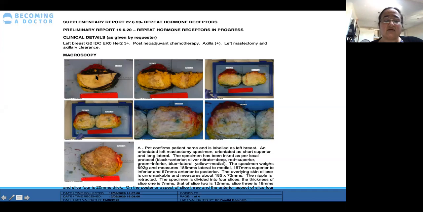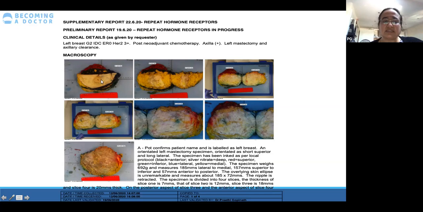But obviously we can't look at these sutures under the microscope. So the only way that we can transfer that information is to put inks. So we put different colored inks. We have red for superior, green for inferior. And so this is why the specimen looks like this, because we put inks on it.